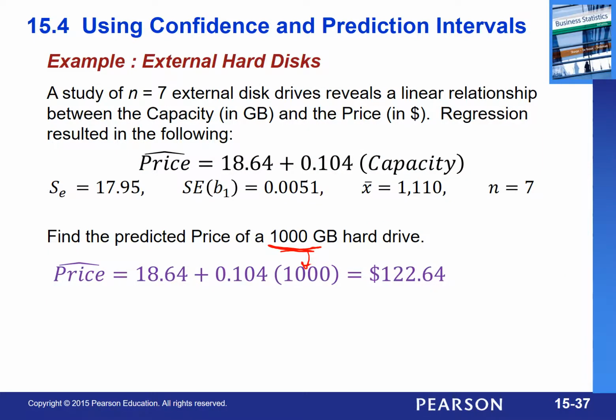And here's how you start doing that. So the first thing we need is the predicted value. All we're doing is taking the value that I'm interested in and substituting it into the equation and getting a value. And we notice that it's $122.64 as the predicted value for that.